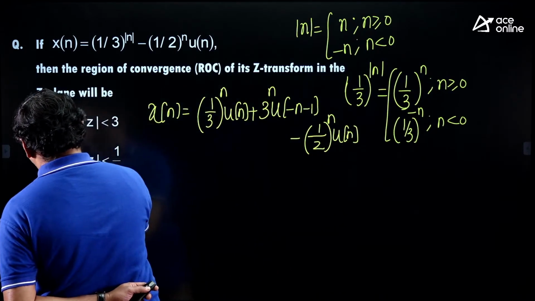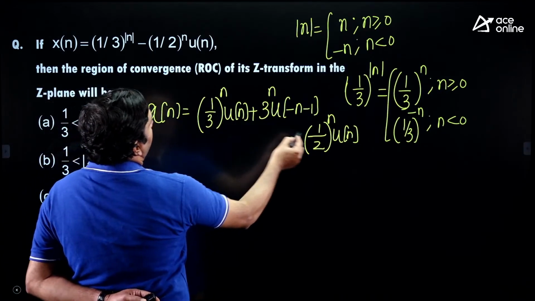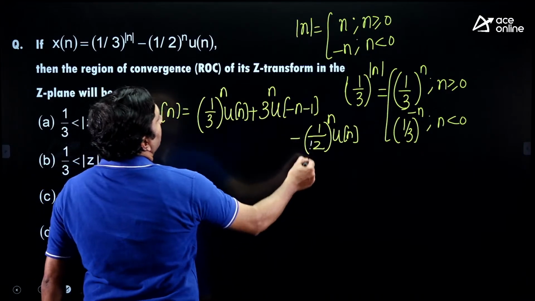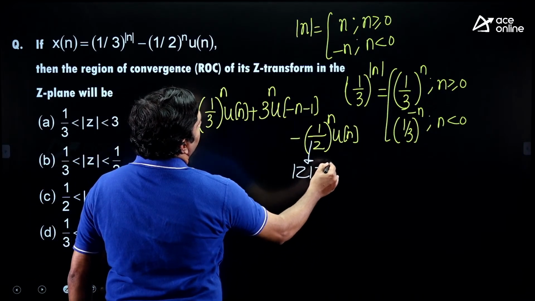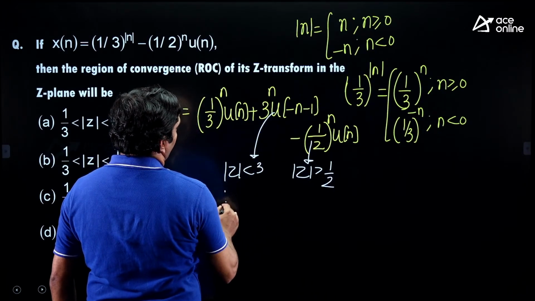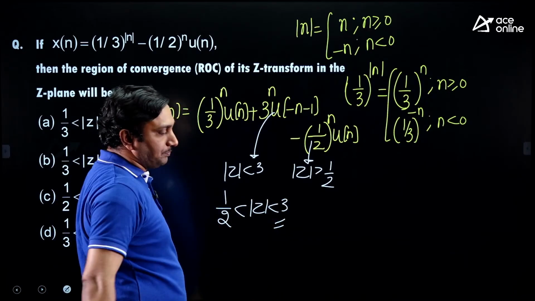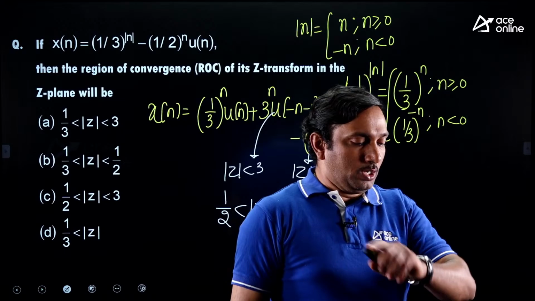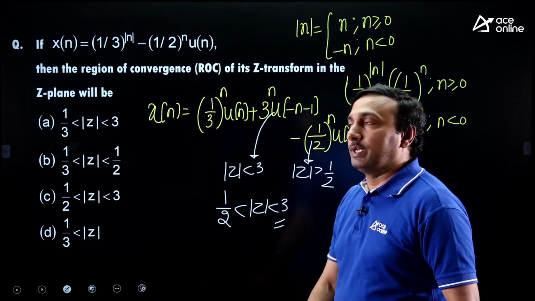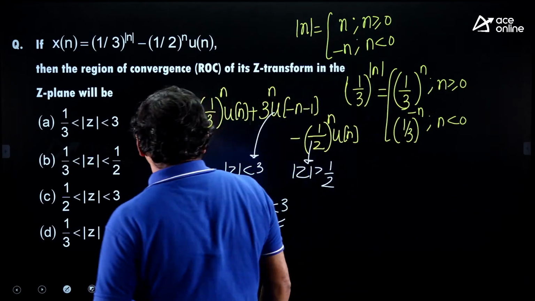First one is a two-sided sequence, modulus of n. So out of 1/3, 1/2, there are two poles, 1/3, 1/2. Of course, this is left side sequence. So ROC lies between 1/2 to 3. A power mod n form. First one is sum of right and left sided sequence. We need an adjustment there.